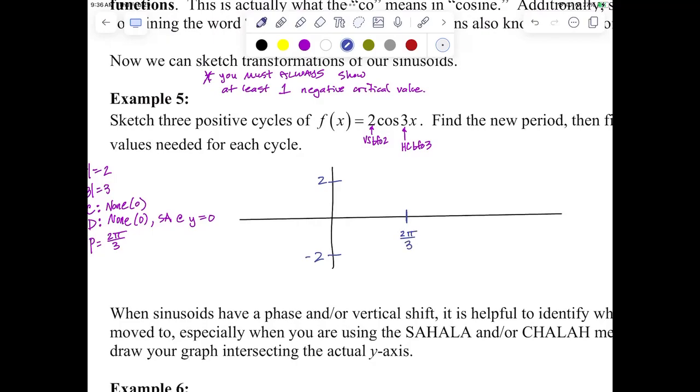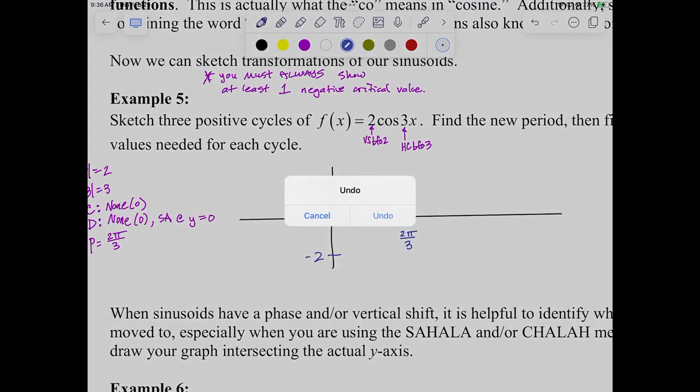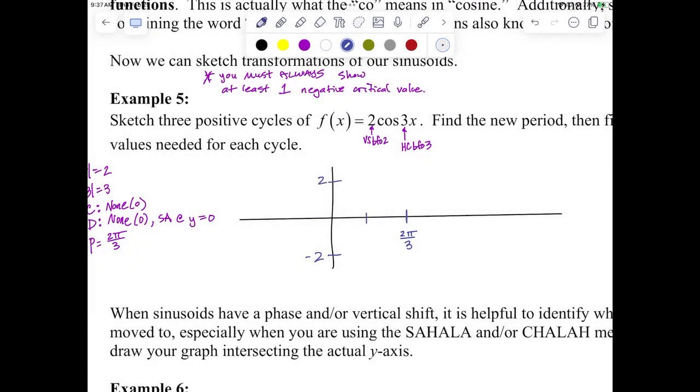I'm going to try and fit one cycle between there and 2 pi thirds. Now, I bisect that and I label it. What's half of 2 pi thirds? 2 pi thirds divided by 2 is just 2 pi 6, which simplifies to 1 pi third, right? How do you take half of a fraction? You either double the denominator like Lawson did, or if the numerator's even, you take half of the numerator. I half the numerator here.